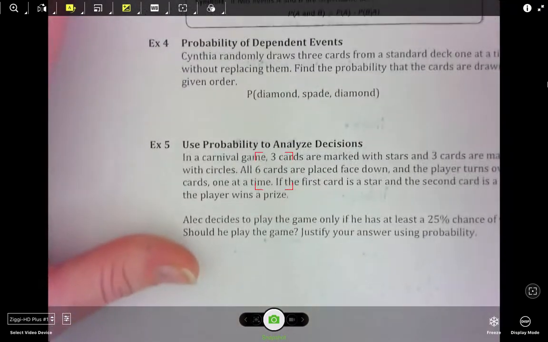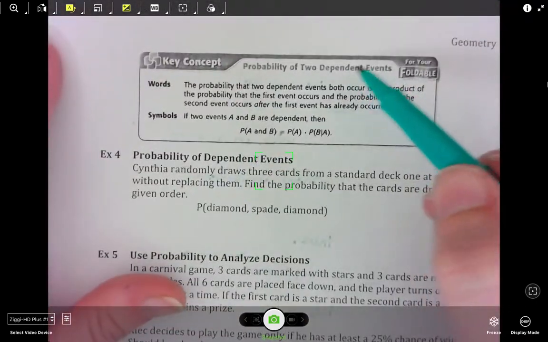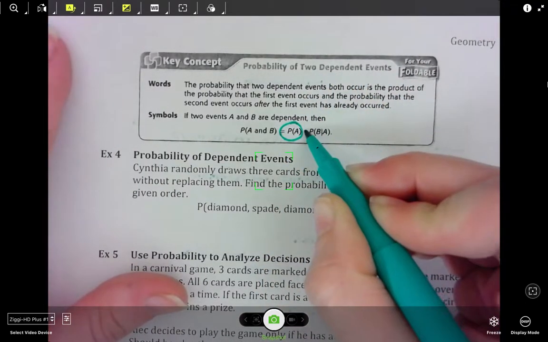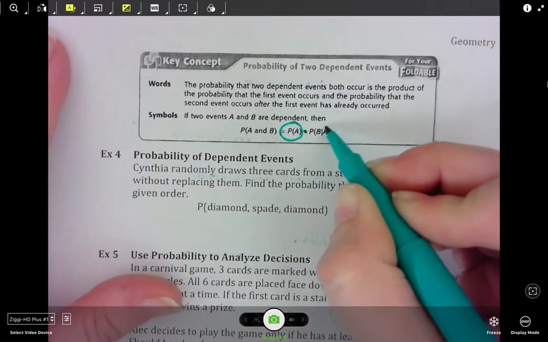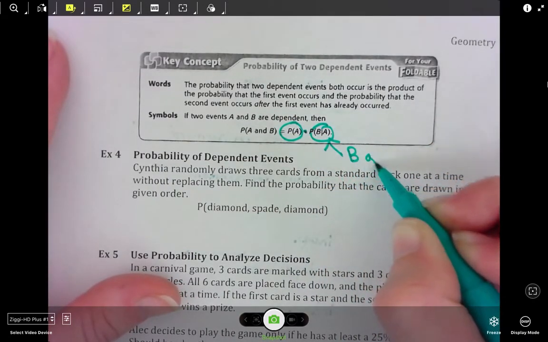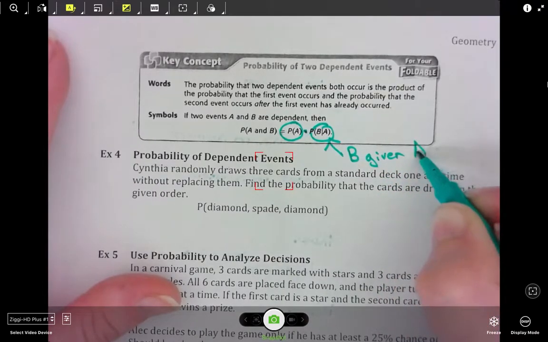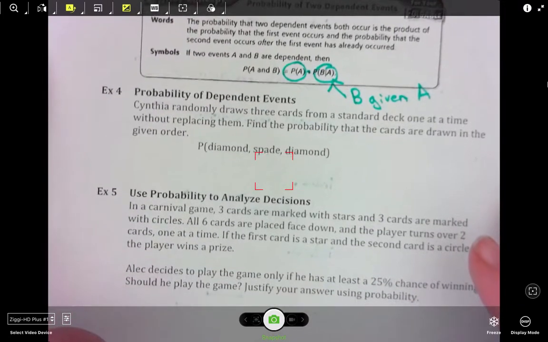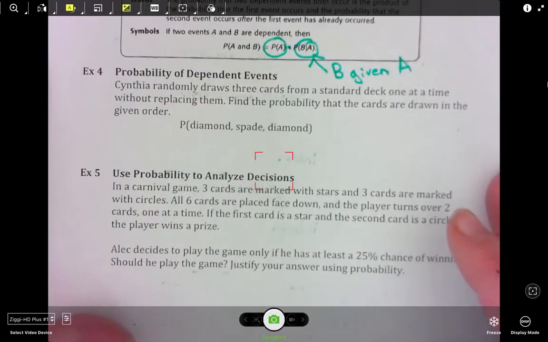Backside. The probability of two dependent events happening is the probability of the first one happening times, we're still multiplying, the probability of B given that A has already happened. So probability of B given A. All right, that looks kind of confusing, but it's really not. Let's go to an example.